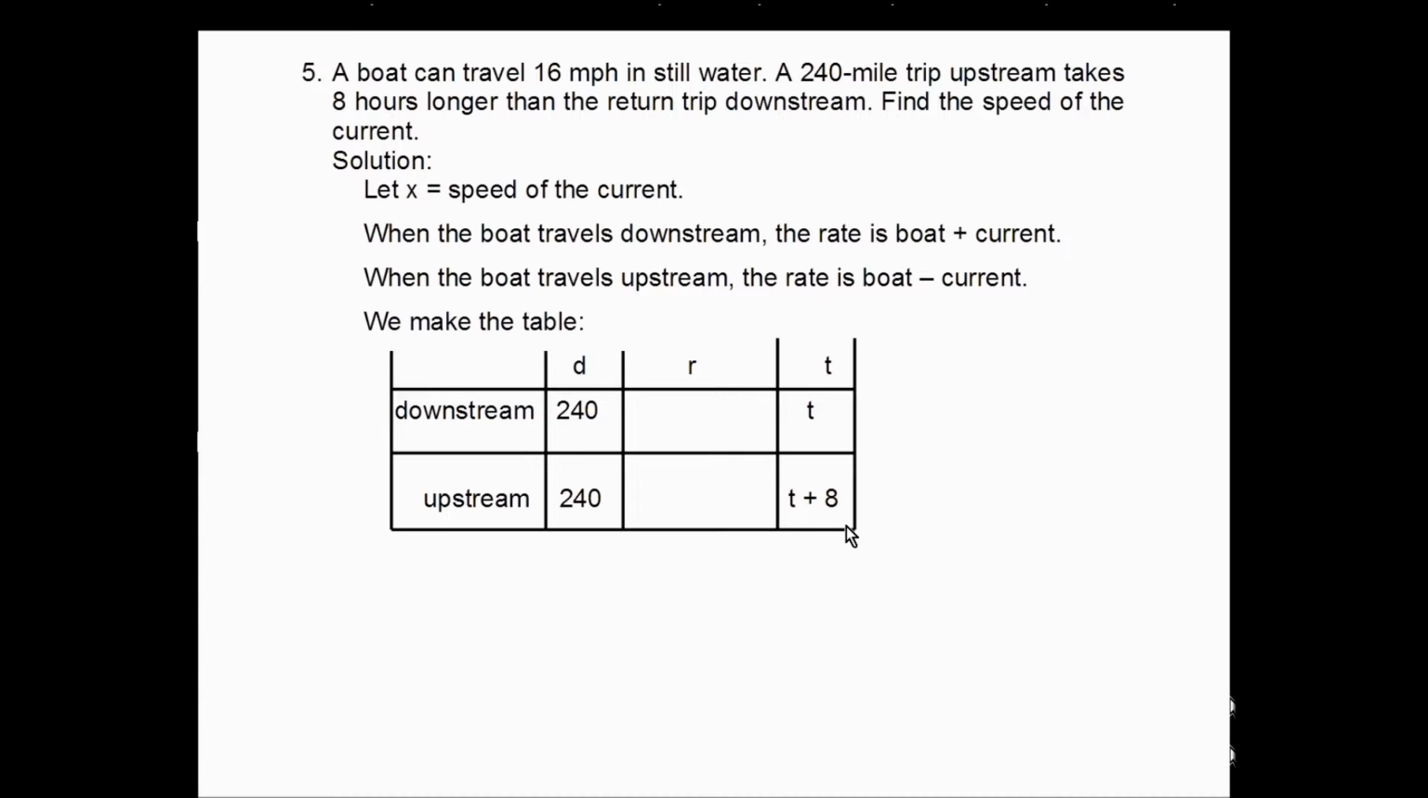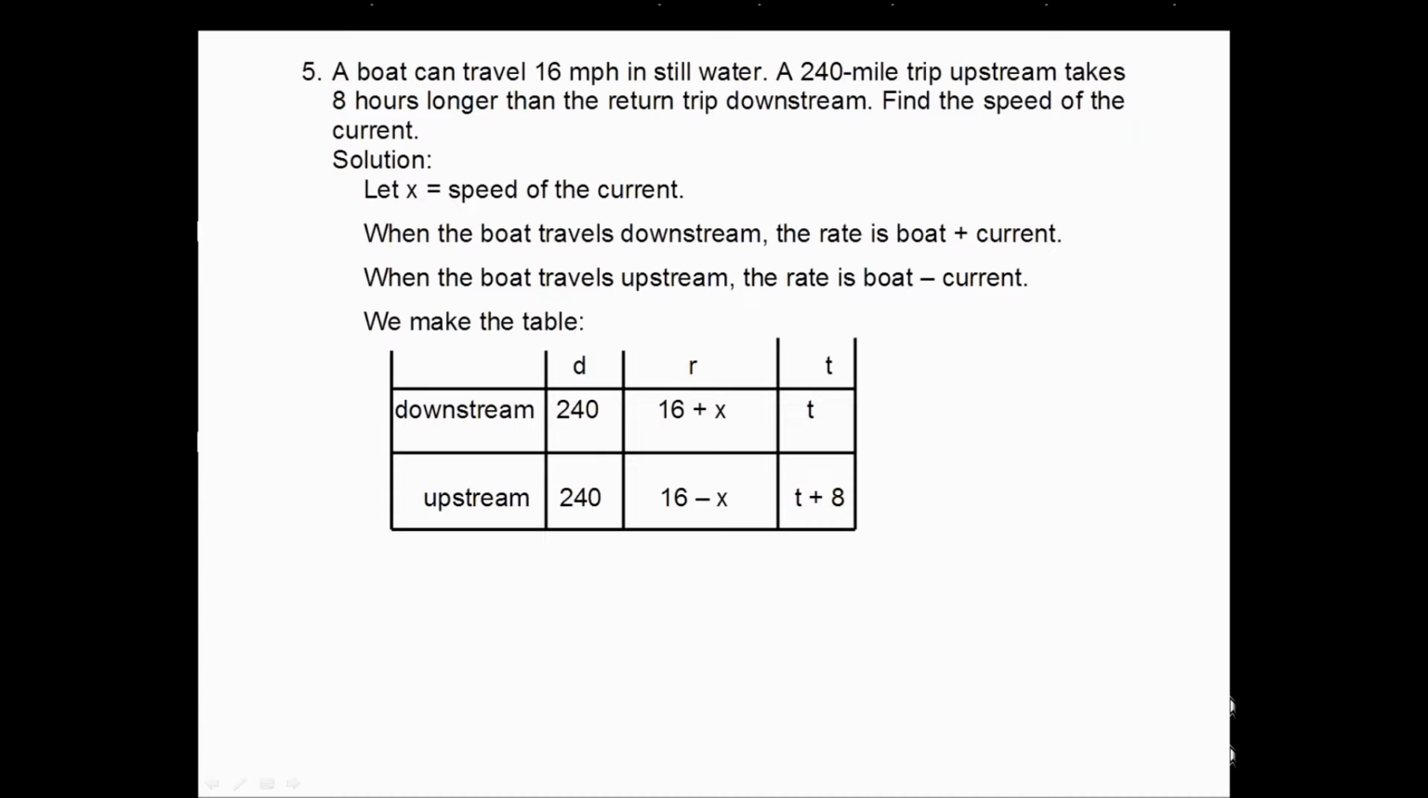Okay, now our rates. A boat can travel 16 miles per hour in still water. So I'm looking at boat plus current, boat minus current. Let me call the current x just for lack of a better name. So when you're going upstream, remember it's boat minus current, 16 minus x. And when you're going downstream, it's boat plus current, 16 plus x. There's my table.